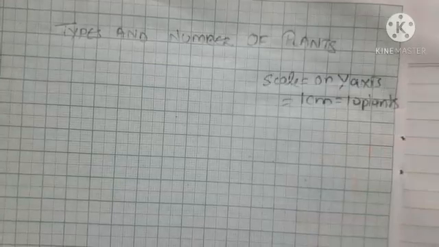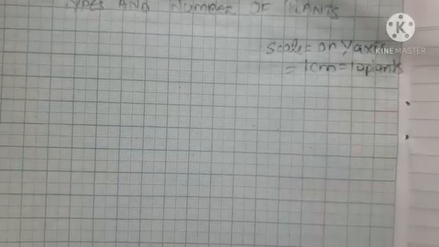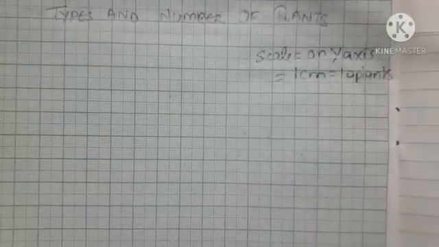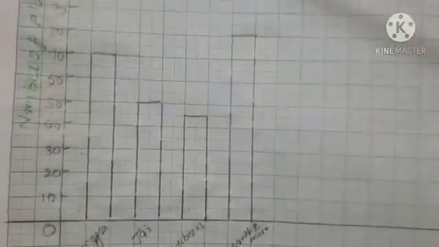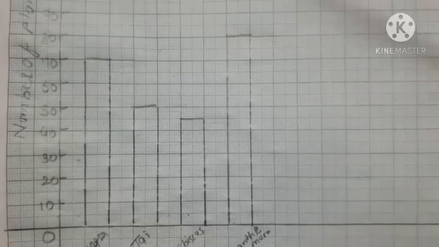If you are taking 2 centimeter, you have to write 2 centimeter. If you are taking 5 plants, you have to write 5 plants. Here I have taken 10 plants, so I have written here 10 plants. Okay children, I hope you all understood.